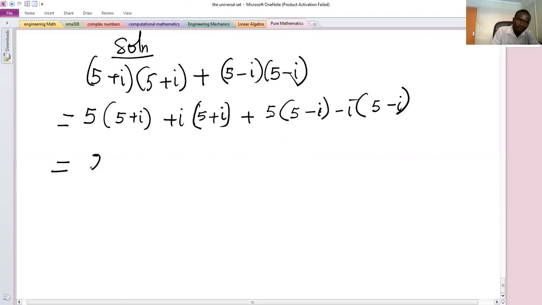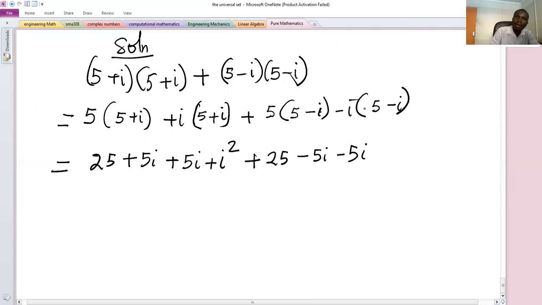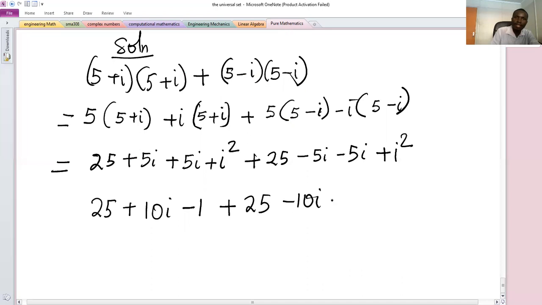So this will be 25 plus 5i plus 5i, i times i is i squared, plus 25 minus 5i, and then minus 5i, minus minus is plus, i times i is i squared. So this will be 25 plus 10i, i squared is minus 1, plus 25 minus 10i, i squared is minus 1.